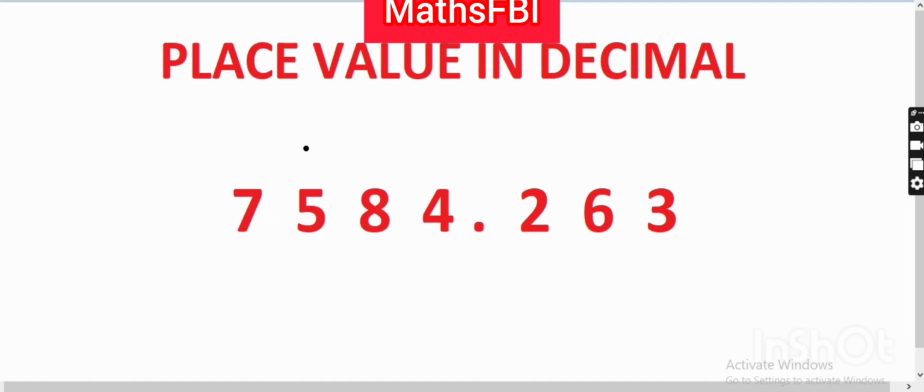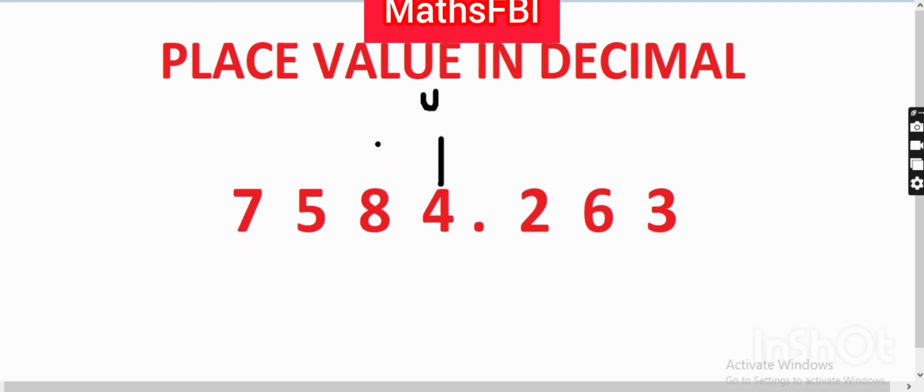When you understand place value in decimals, you will never have issues with decimals. As a matter of fact, it is one of the foundations. Like in place values, before the decimal point, we have this to be units. This is units.